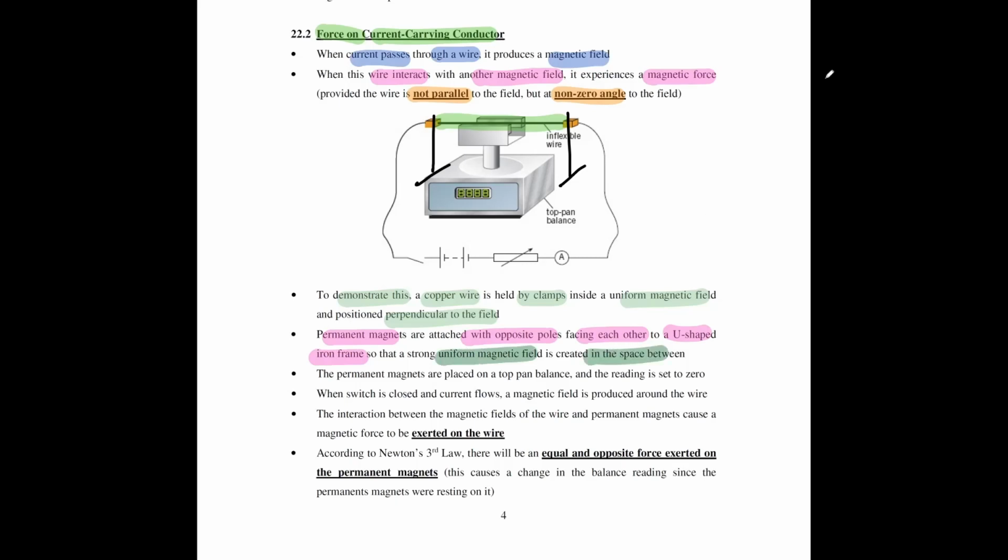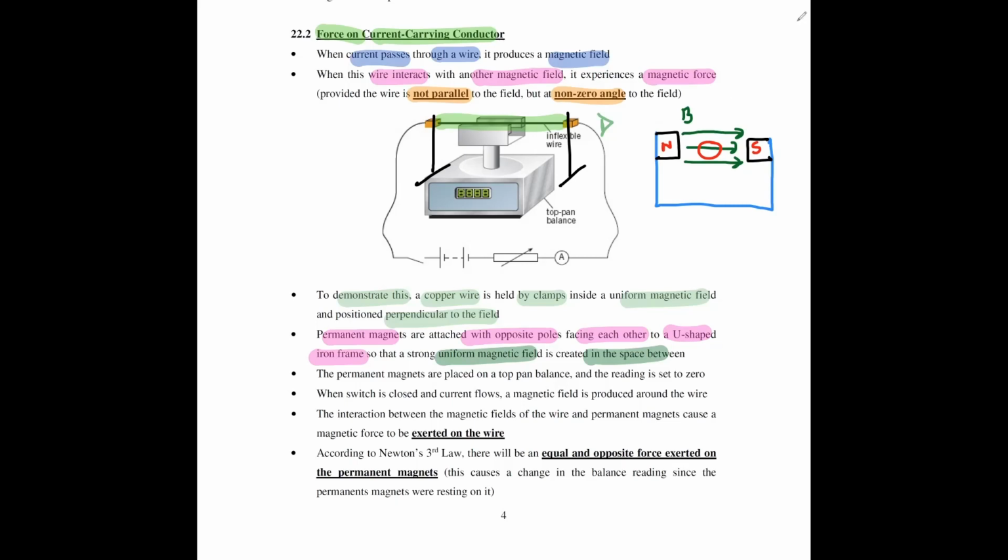What do we mean by that is if you look at your diagram in this direction here, your U-shaped iron frame is something that looks like this. And then you are going to attach two bar magnets at both these ends, such that you have opposite poles facing each other. So when they are arranged in this manner, you will get a uniform magnetic field between the poles of the magnet. And your wire is right in the middle right now.